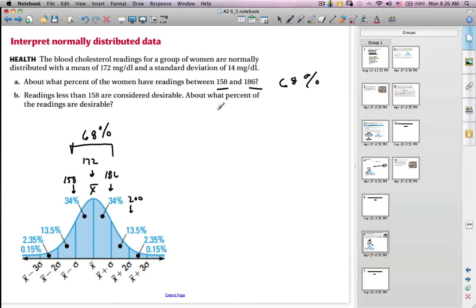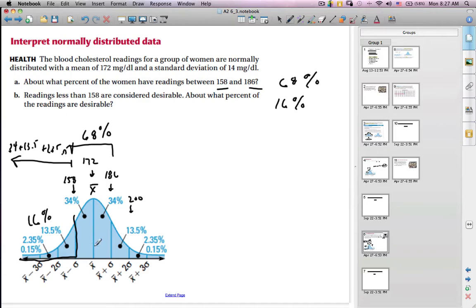Readings less than 158 are desirable. What percentage of the readings are desirable? So that's from here in this direction. That's 34 plus 13.5 plus 2.5. So that's 16. I'm sorry, not 34. We just want everything down below here. That's 16%. Right? Because we were talking about this area here. 16%.